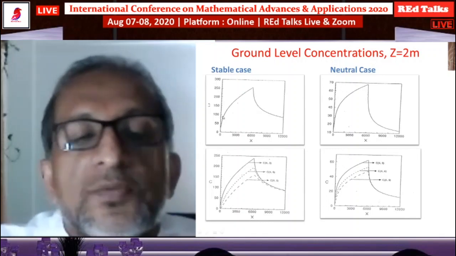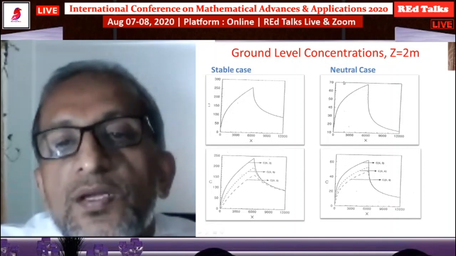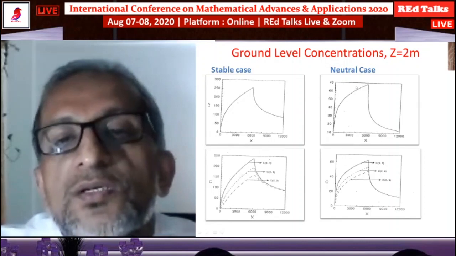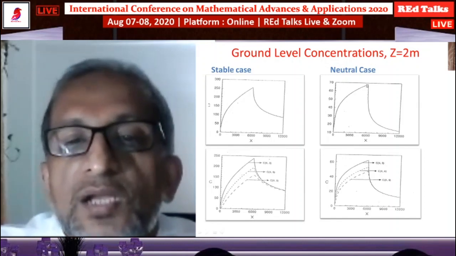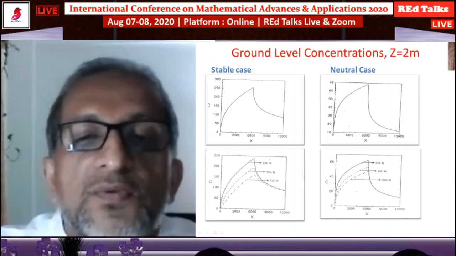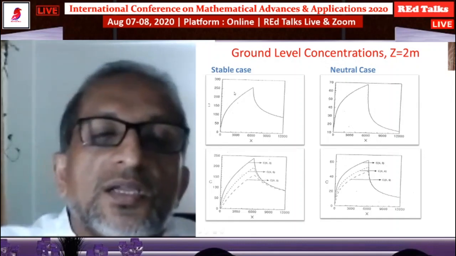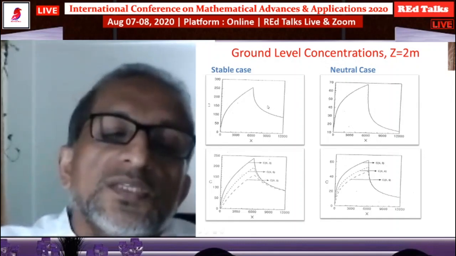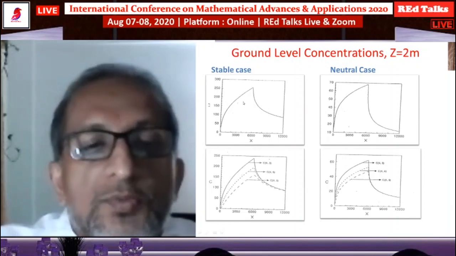meter square. But if you look at the neutral case, the concentration is reaching a maximum of 70, and beyond that, up to 12 kilometer, it is less than 20 or 15. So that means the stable case is not good for air pollution problems.